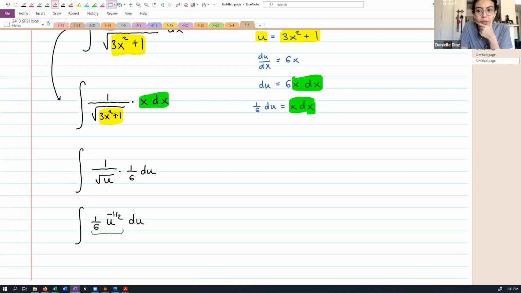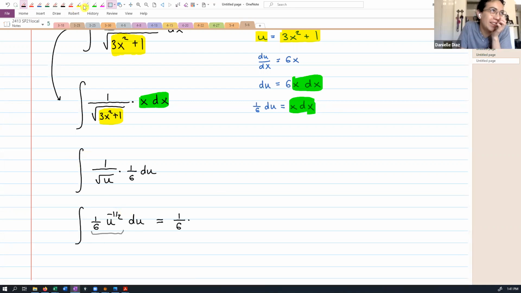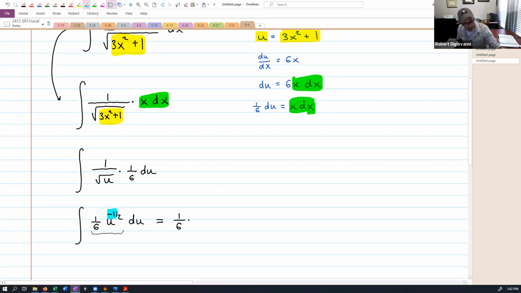Power rule, right? This is our power rule. We have a constant in front, and this is like x to an n power. We did this last time, right? So at this point, I'm ready for the antiderivative. It's time. So the 1/6 comes for the ride. And now the power we're working with here is -1/2. So that's like the n.